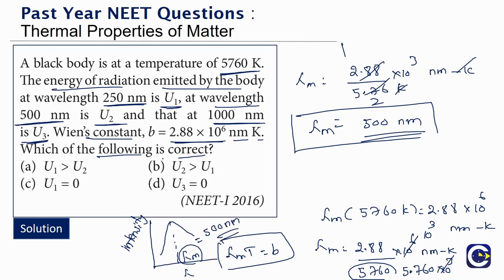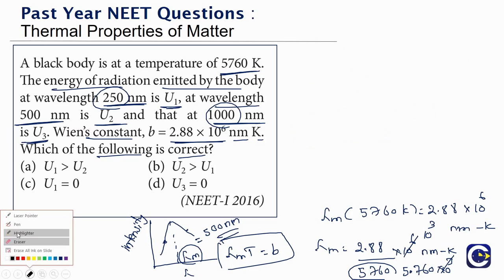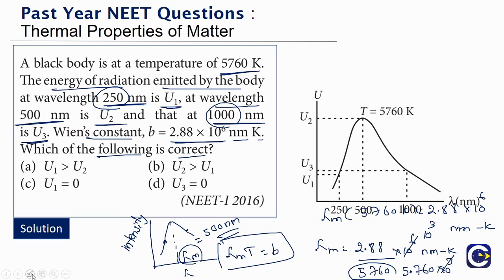And the other two wavelengths given, 250 and 1000 nanometer: 250 will be somewhere on the left side, and 1000 will be on the right side. Luckily, here they have given the numbers in such a way that they perfectly cancel off. So when we see this graphical representation, we'll have a representation like this, isn't it?